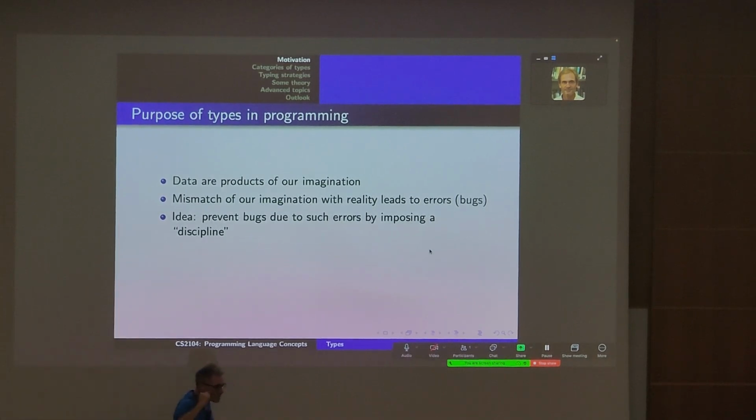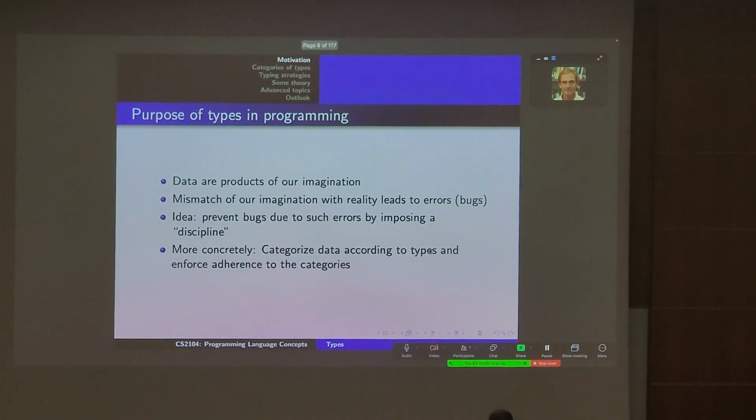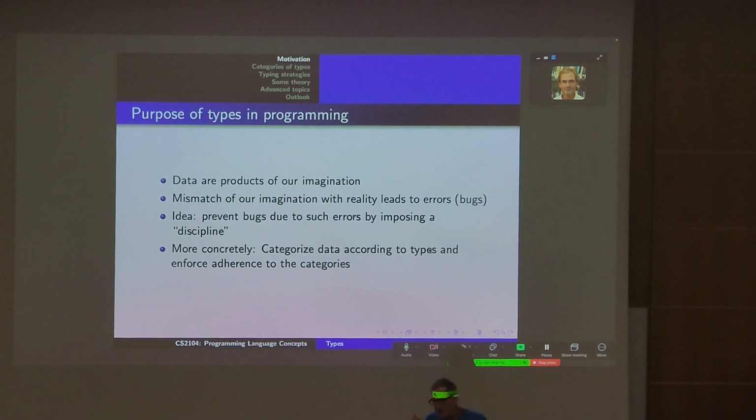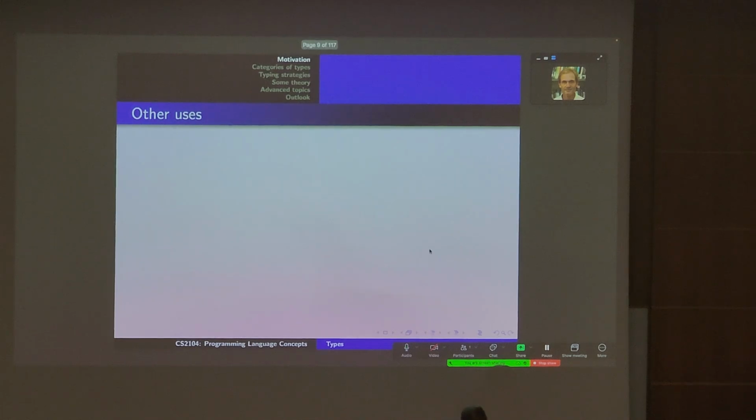Types are there to help us deal with this mismatch between our imagination and what happens in the computer. So more specifically, we categorize data according to types, and we enforce adherence to these categories. So we are using tools to impose that structure, to enforce these constraints. And the benefits are that some of these errors don't occur or are much less likely to occur.